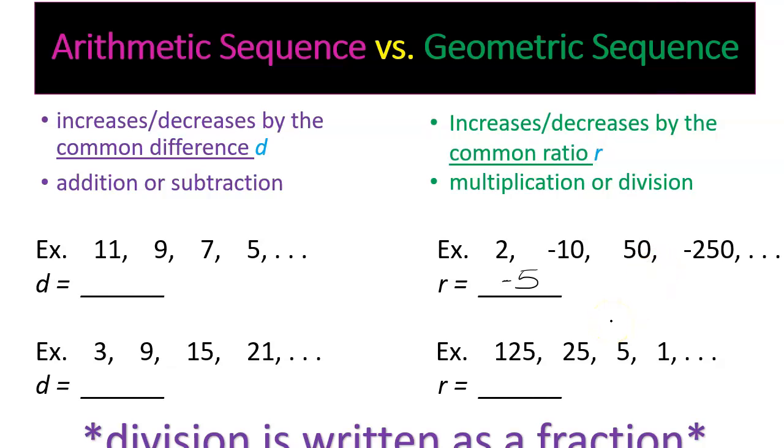Down in example 2 under geometric sequences, my numbers are getting smaller. If you don't know how it changes from 125 to 25, go to the next two. 25 divided by 5 gives me 5, and then 5 divided by 5 gives me 1. We just have to remember that when we write it, we don't write r equals 5, we write r equals 1 over 5. Okay, 1 over 5.